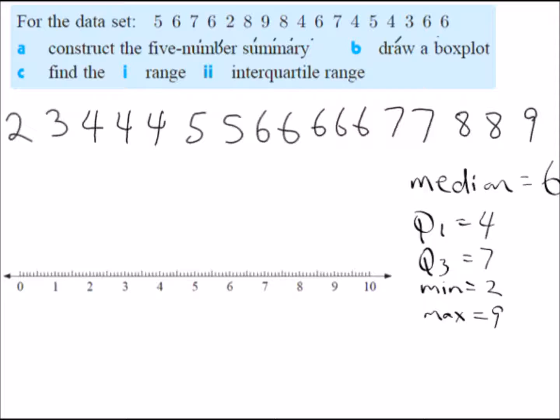And now I mark where those 5 numbers are on my number line. First there's the 2, there's the maximum value of 9, median of 6, and now Q1 of 4 and Q3 of 7. So draw the middle box between Q1 and Q3, and then the whiskers from the box to the min and box to the max. And there we have our completed box and whisker plot.